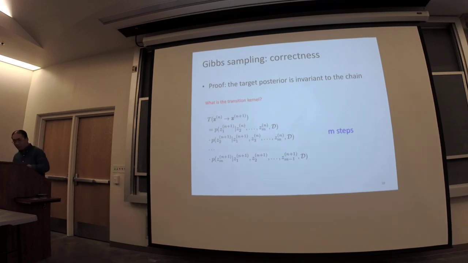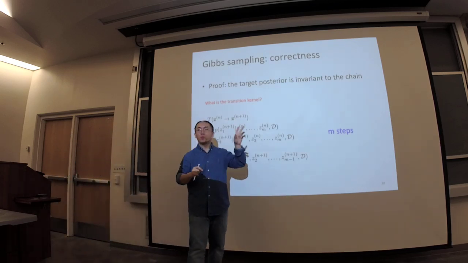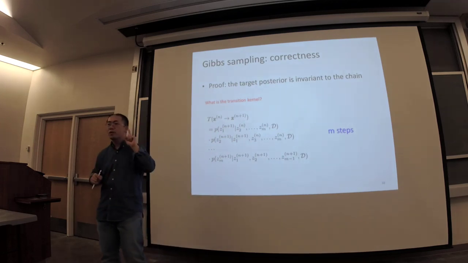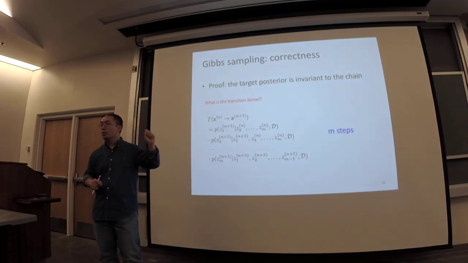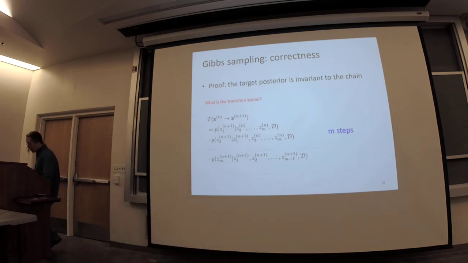So again, as we mentioned before, to show that your Markov chain is correct, you need to show two properties. First, your target posterior is invariant to your chain, to the transition kernel, right? Second, your chain is ergodic, meaning that whatever initialization you have, you're going to converge to the true posterior. So first, how do we show the invariance? Here we directly use the definition to show the invariance. We do not use detailed balance, although we can also use detailed balance to show that. It turns out that using the definition is even simpler.